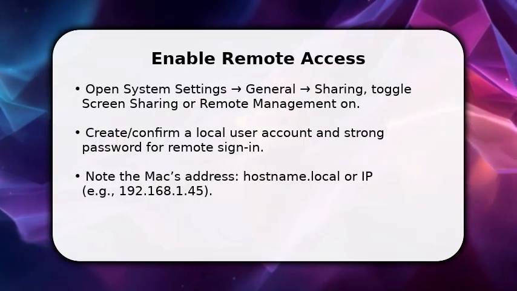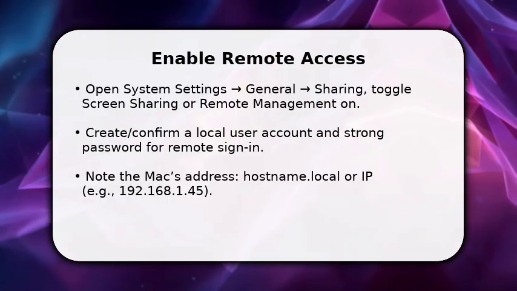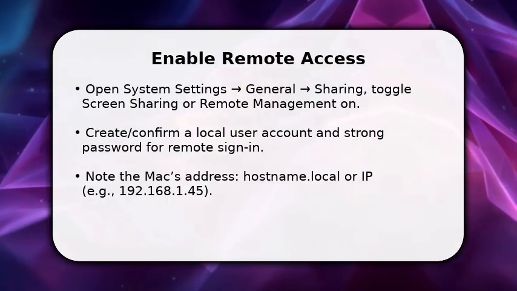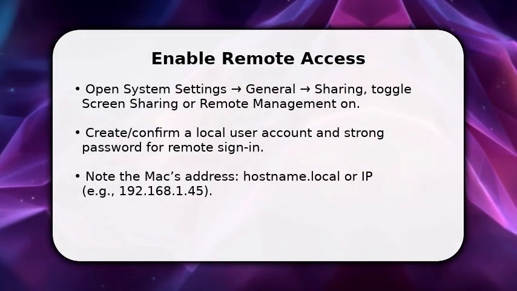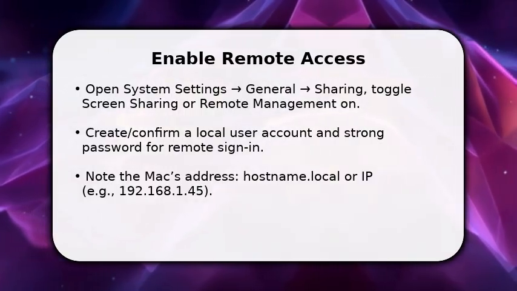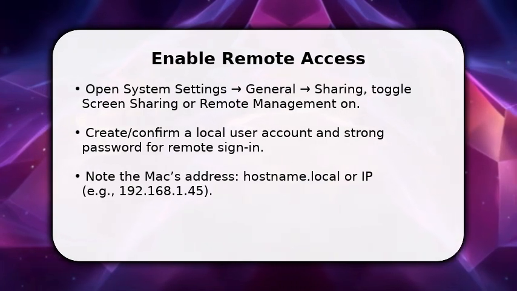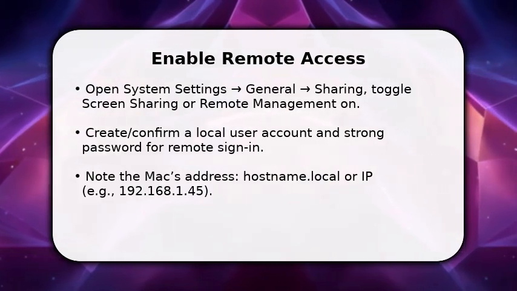Create or verify a local user account with a password so authentication works. Once done, write down the host address shown, either the local host name or the IP like 192.168.1.45, because you'll use it to connect. Make sure your Mac's firewall allows incoming screen sharing.